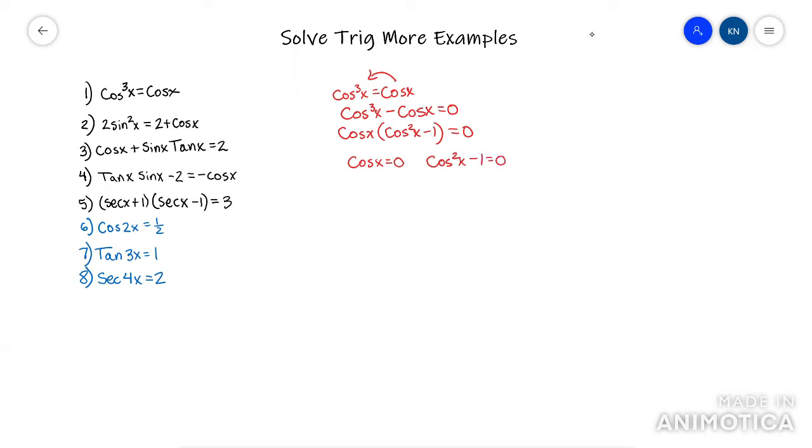So on this one on the left, I'm looking for where cosine is 0. So that's going to be pi over 2 or 3 pi over 2. And on this one, I would have to add 1 and then root it. And when you root it, you need to use a plus minus. So I'm also looking where cosine is either positive 1 or negative 1. So that would be at 0 or that would be at pi. So those 4 things would be my answer. Okay, let's move on to number 2.